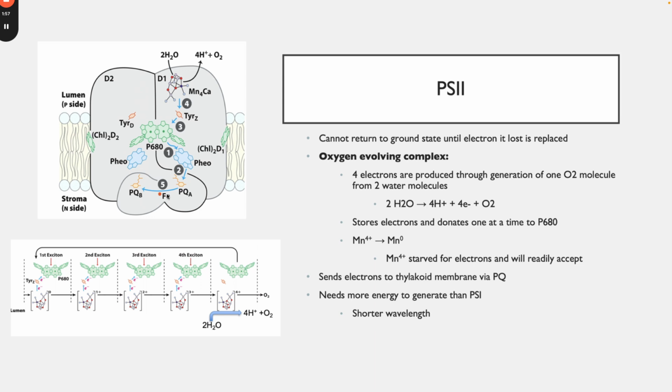And also another thing, plastoquinone is very similar, not the same, but similar to ubiquinone, in that it stays in the membrane. So when it goes from photosystem 2 to cytochrome B6F, it's all in that thylakoid membrane.